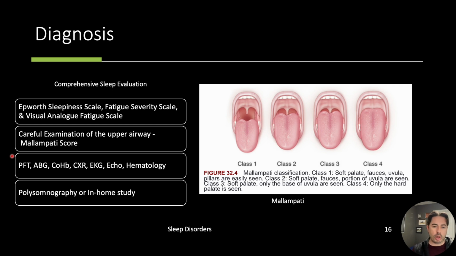But the mainstay when it comes to diagnostics for sleep disorders is going to be a polysomnography, or a sleep study. And we can differentiate between home studies and in-lab studies. But when we look at what the gold standard is, it is a full night attended in a polysomnography laboratory. That is the gold standard.